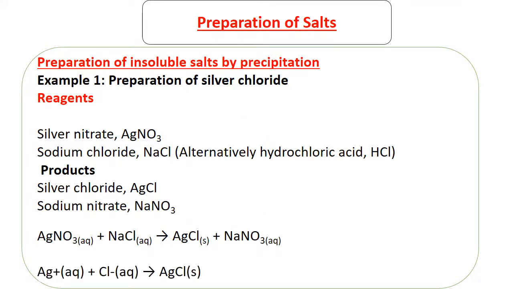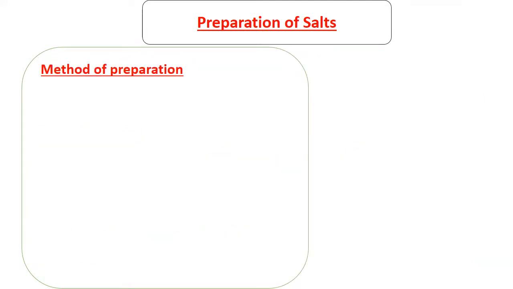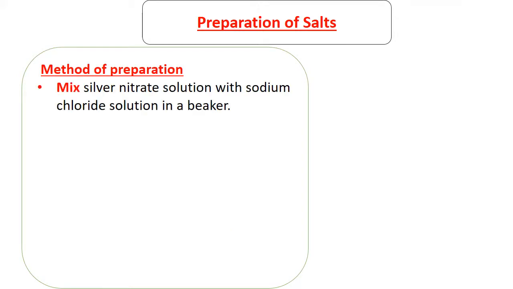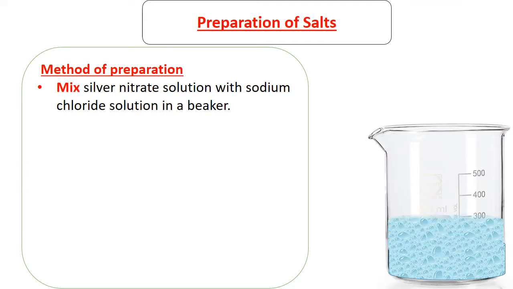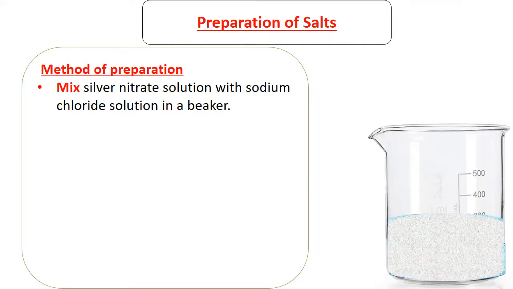So let's take a look at the steps done for this silver chloride to be prepared. This is the ionic equation: silver ion reacting with chloride ion to form silver chloride. The first step is you mix silver nitrate solution with sodium chloride solution in a beaker. So get your beaker, you put the silver nitrate, which looks as pure as this. Then you put sodium chloride, which is as pure as that. The two are going to react and you are going to have a chalky suspension or a precipitate like that.